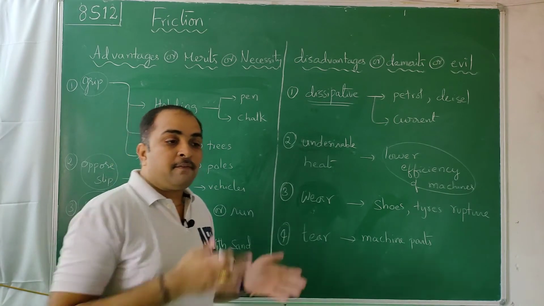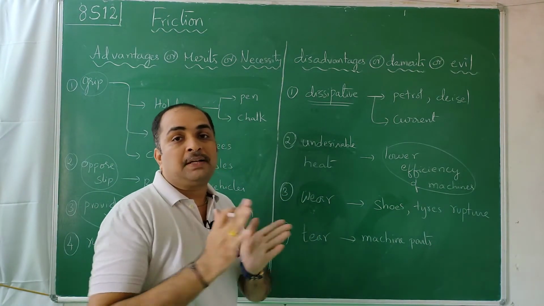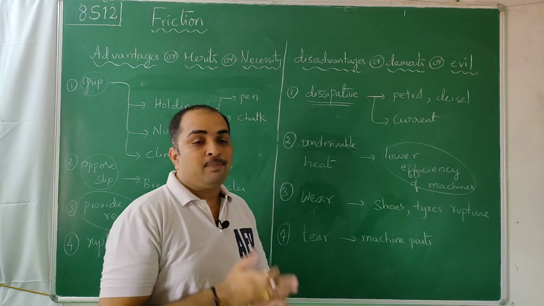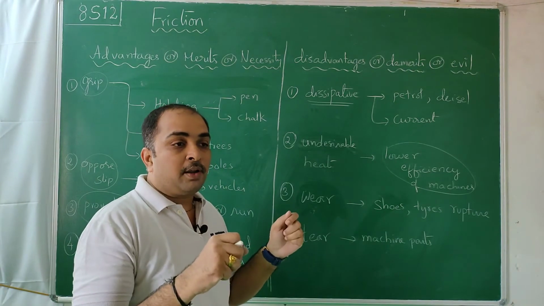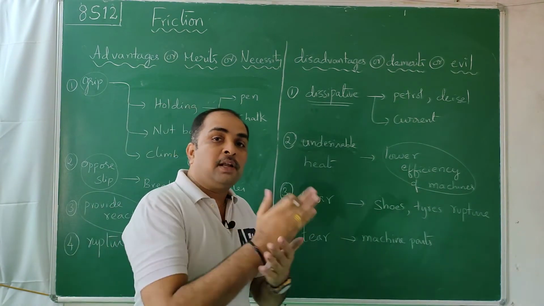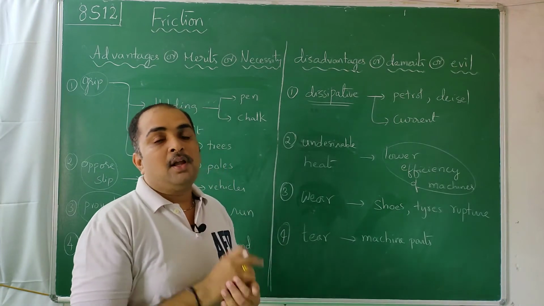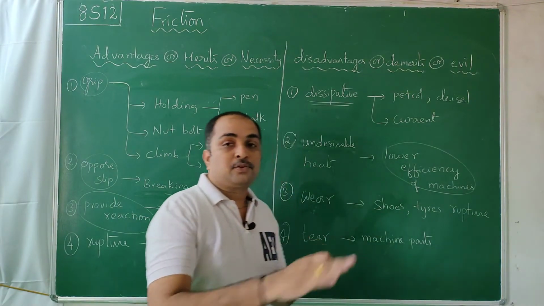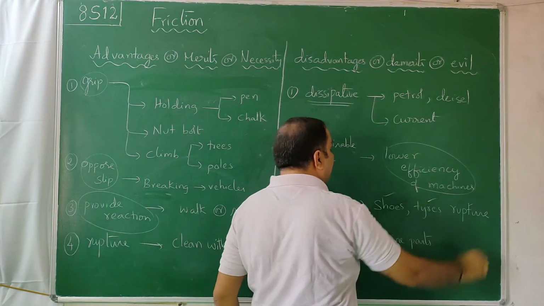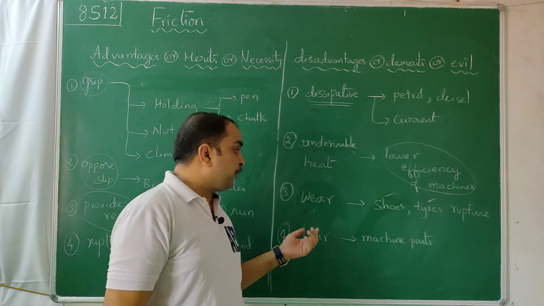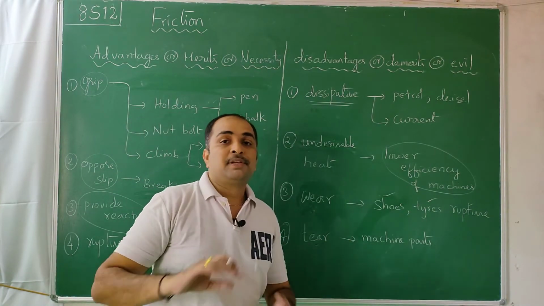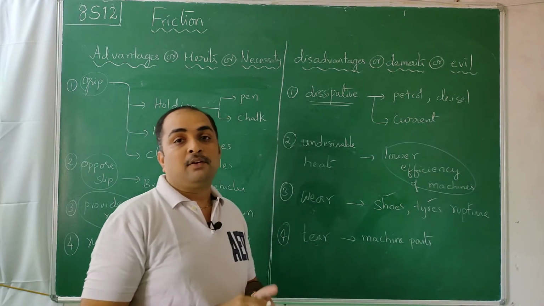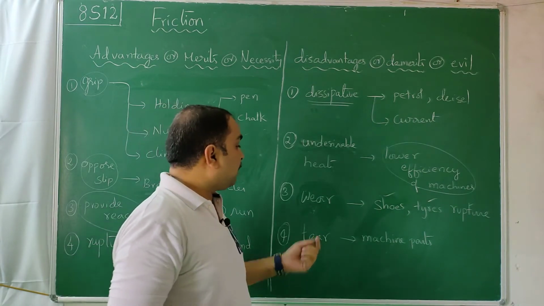Next, wear. The soles of your shoes and the tires: every 40,000 kilometers your dad changes your vehicle tires. Why? Because after many times of driving, and sometimes applying brakes, they get ruptured a little. After a few days you have to change them. Wearing off is the rupturing of shoes and tires. Similarly, tear: if you don't change it after a few days, it will even break. Machinery parts also wear off after a few days and finally tear off. So these are all disadvantages.